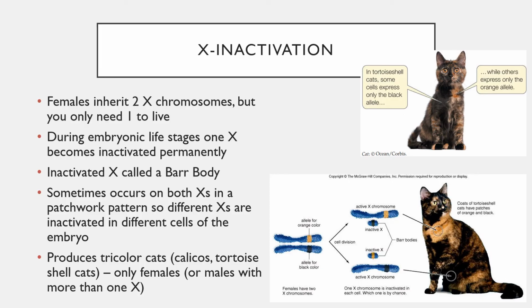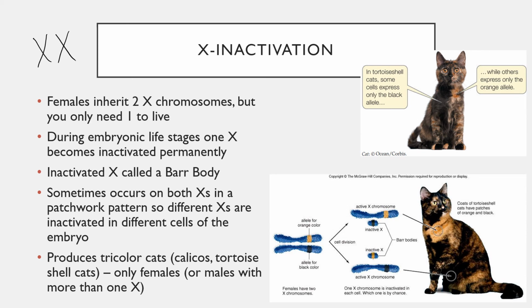Now, females, as I said, inherit 2 X chromosomes, but you only need 1 to live. In fact, living with 2 often causes some other issues in the body. So females have to deactivate one of their X chromosomes, and this occurs when you're in embryonic development in utero. So whatever X you inactivate is inactivated permanently. The inactivated X is called a bar body because it's not really going to be helping us anymore. So it's not really a chromosome, it's an inactivated chromosome, so it gets its own special name.